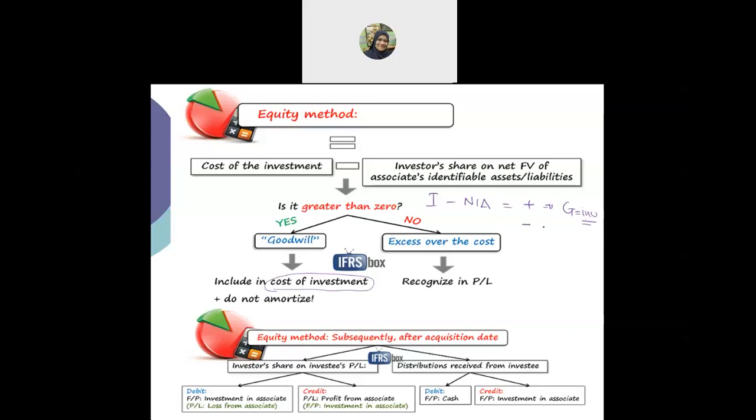But if we have a negative here, it means we have a bargain purchase. The bargain purchase here is a profit. So this profit needs to be recognized in your income statement.